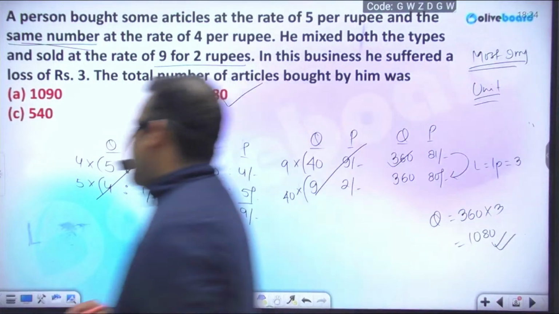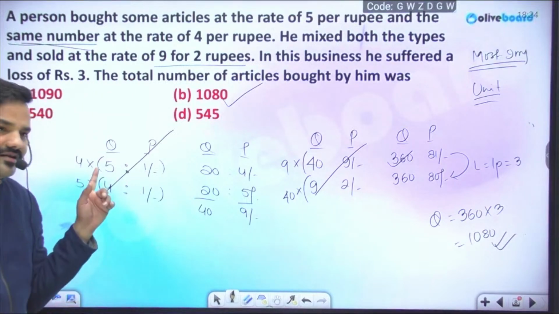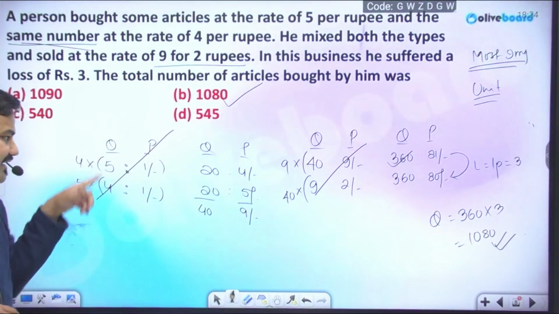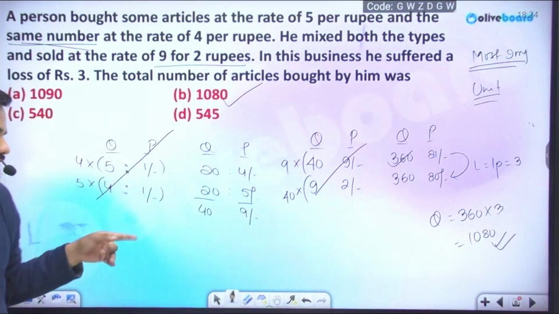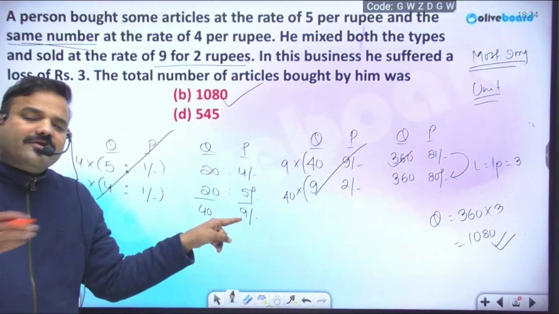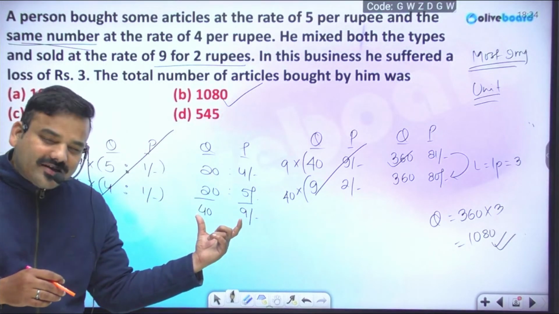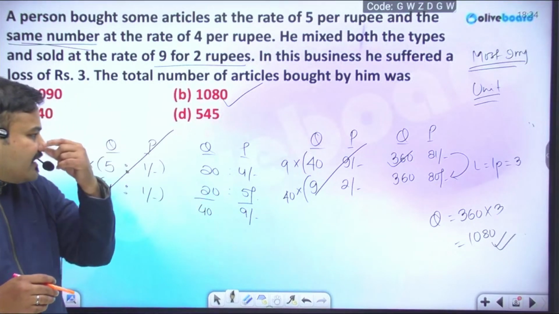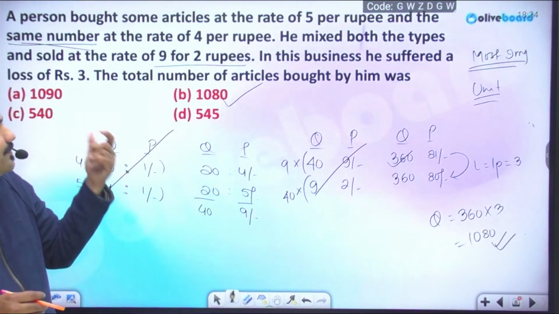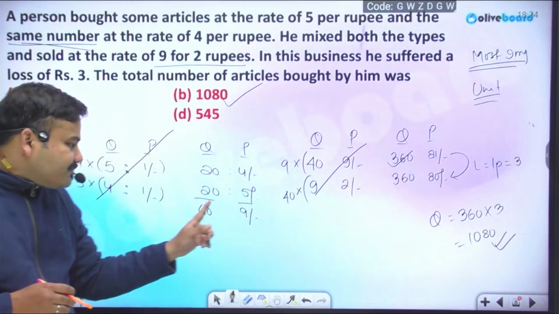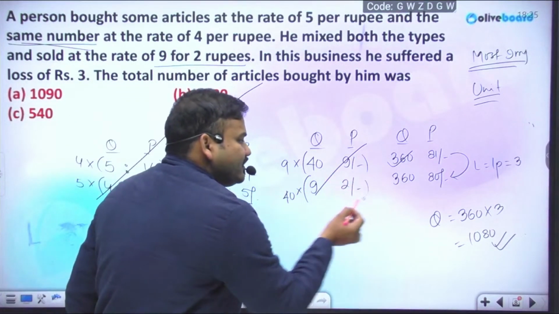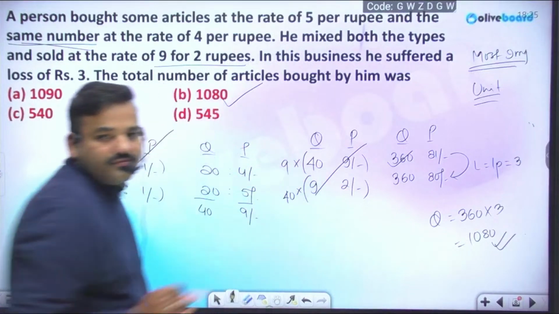First of all, he bought some of the article at this rate and an equal number of articles at this rate, making the article count the same. That means for every 40 articles he himself is paying 9 rupees. So this is the average cost price. Now in this transaction, for every 9 rupees he is purchasing 40 articles, but he is selling the entire article at 9 articles for 2 rupees.